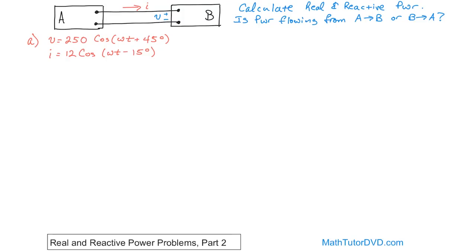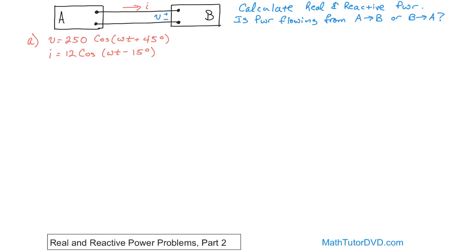We're going to solve this problem. Here we have some box we're calling A, and some box we're calling B. We have wires connecting these boxes. We know the current going this direction, we're labeling it I, and we know the voltage drop across these terminals, plus minus, we're calling it V.